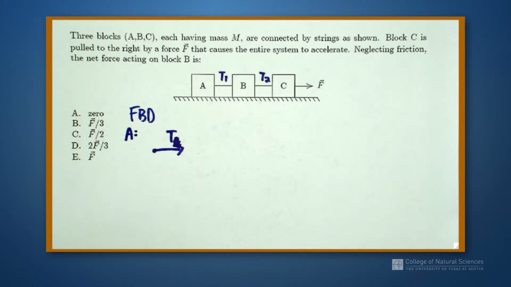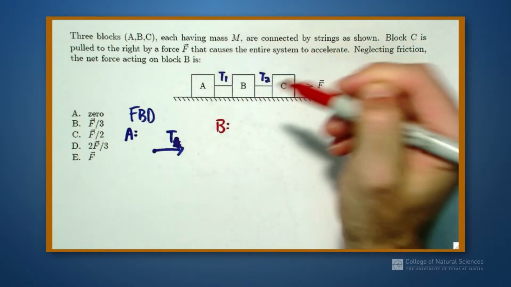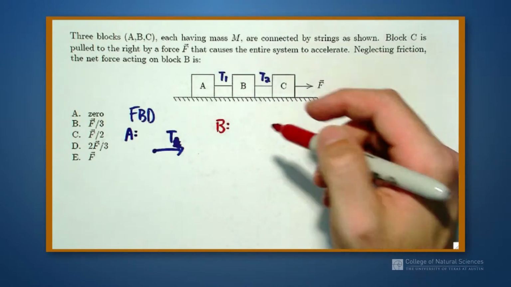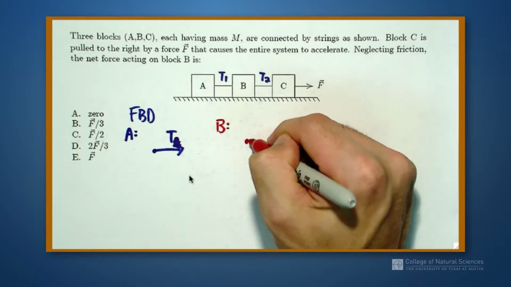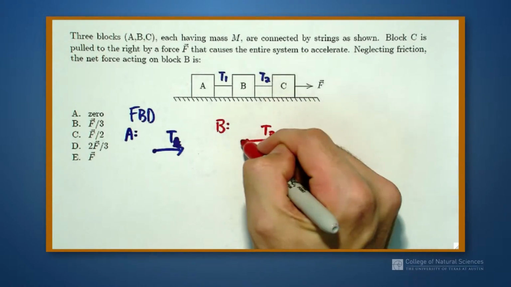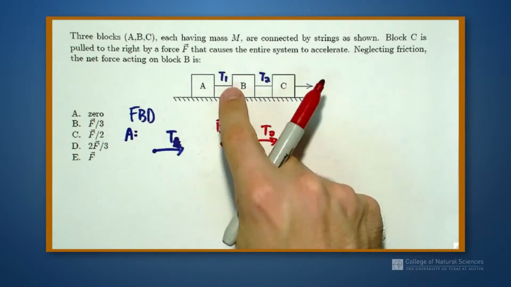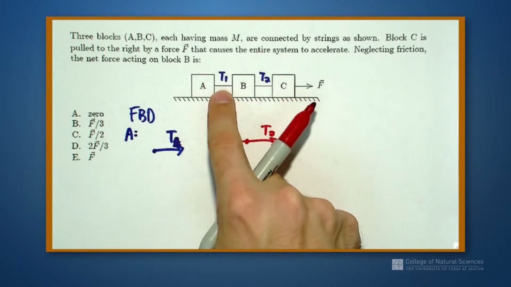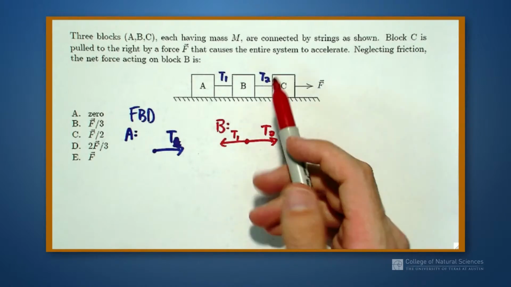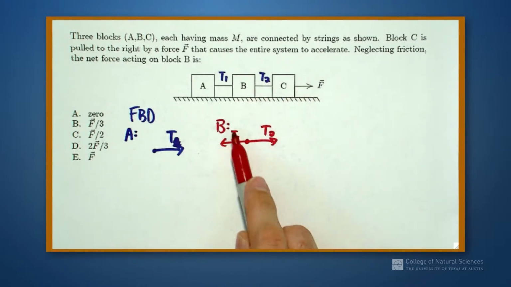For block B, the one we're really interested in, we'll see that block B has two different forces pulling on it. It has a tension force T2 pulling it towards the right, and it also has a tension force T1 pulling it back. Block A is causing a tension in the string, which is causing block B to be pulled backwards. We expect T2 to win out over T1, and the block's going to move forward. However, we don't know that yet. We'll see what happens later on.